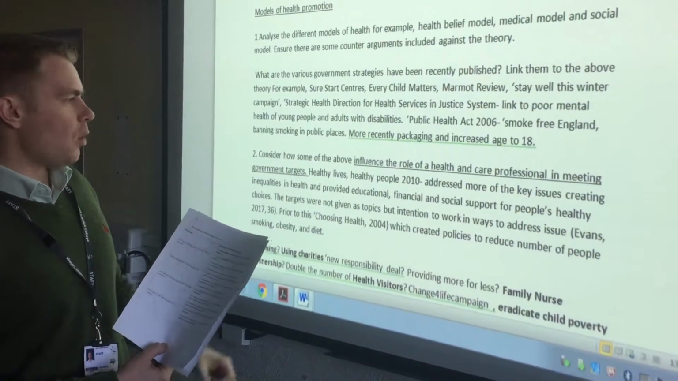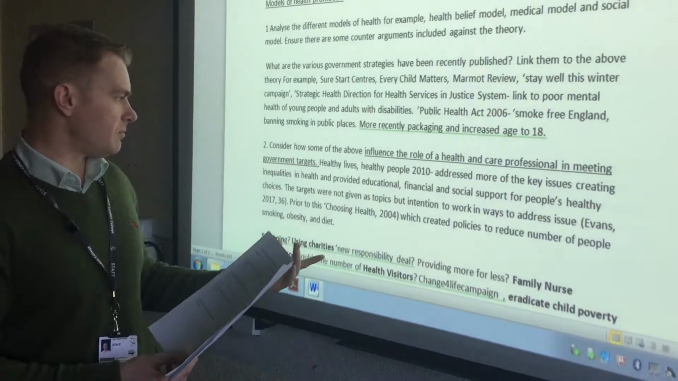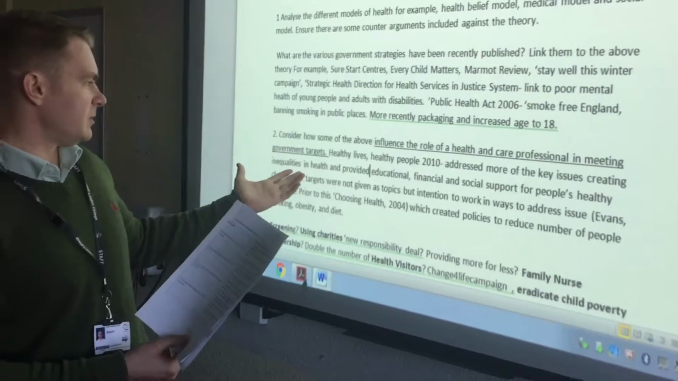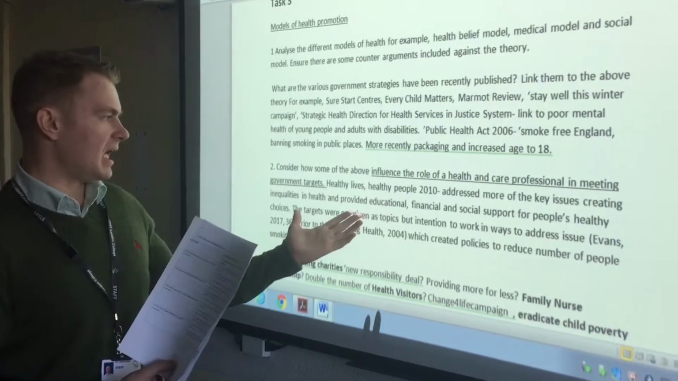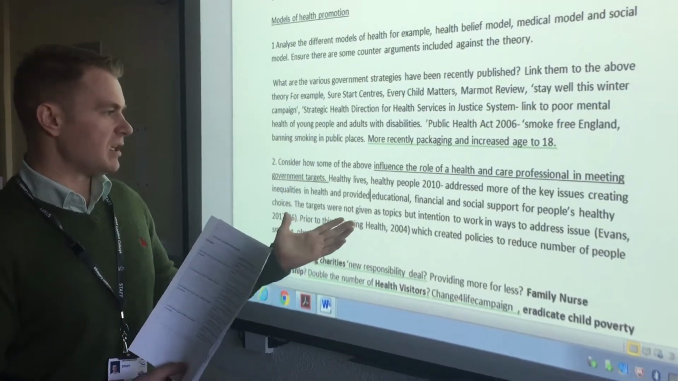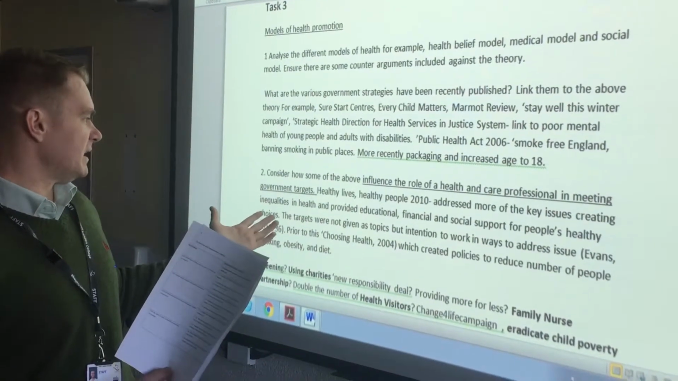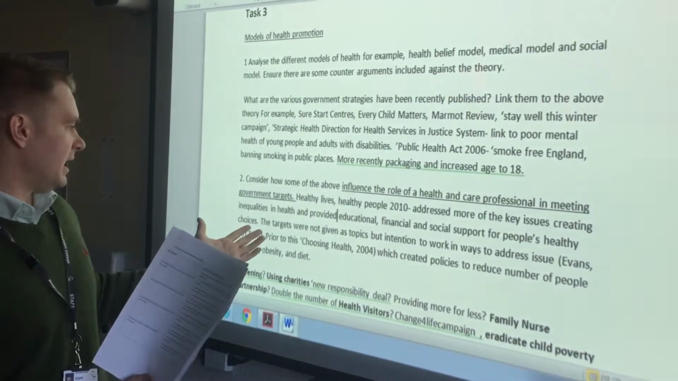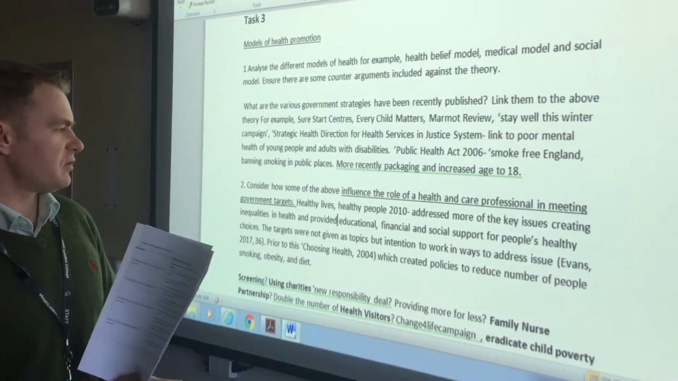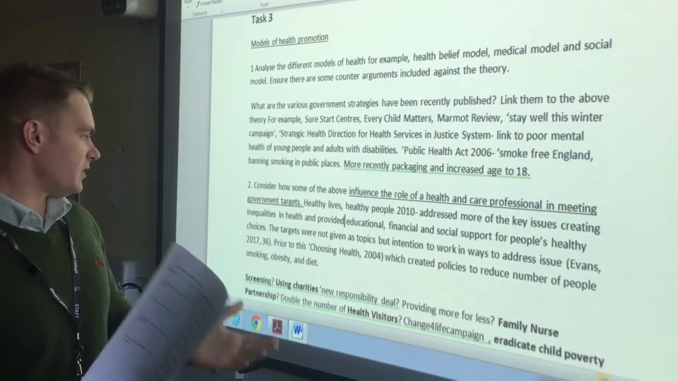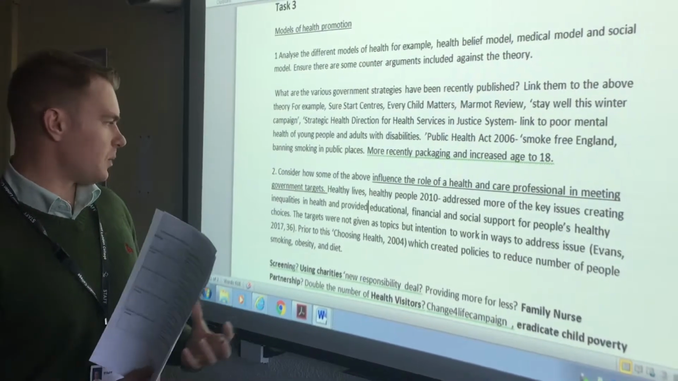for health promotion. So what are the different targets that have been set for professionals in terms of promoting health? For example, if you look at Healthy Lives, Healthy People 2010, there was lots of guidance suggesting what professionals need to do. One of the key things it suggested is looking at the key issues between inequalities in health, providing educational, financial and social support for healthy choices. So it wasn't necessarily a target in itself, but it was a topic for professionals to work together.